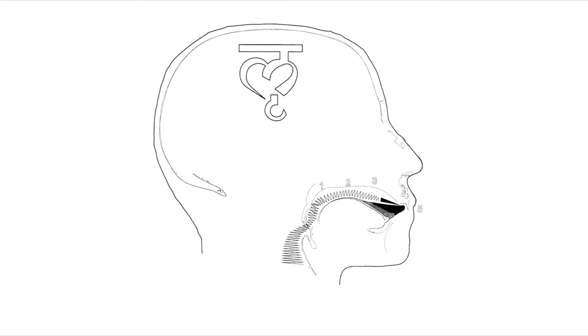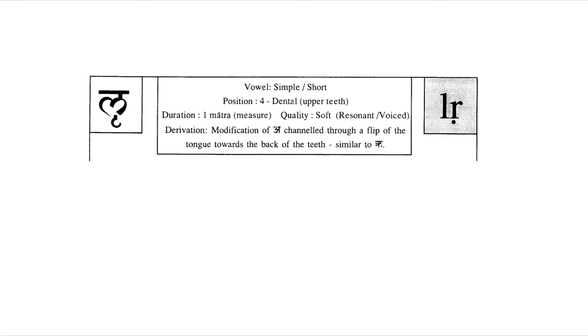Al, al, al. And then removing the a and isolating the sound which is purely at the teeth, we get ḷ, ḷ. If the tongue, as it's vibrating at the teeth, is drawn backwards, the vowel sound becomes ḷ, ḷ, ḷ, ḷ.